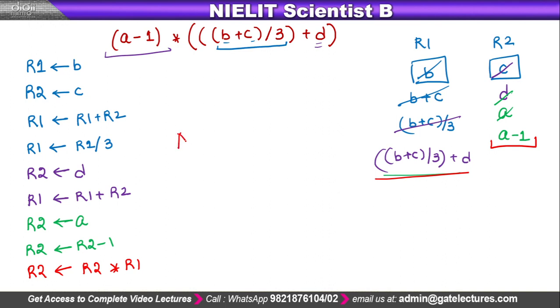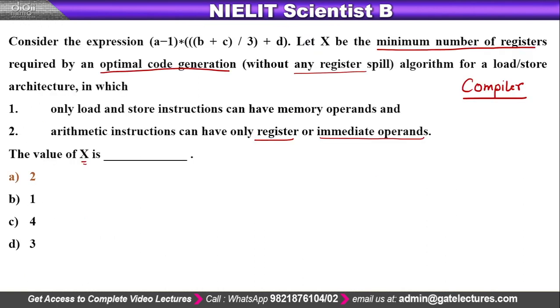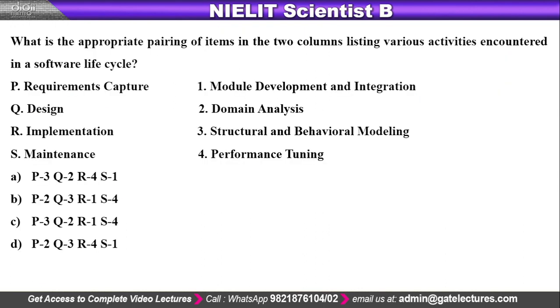So how many minimum registers were needed? Only two. Only two registers are required for this entire operation, R1 and R2. So with the help of two registers only, you will be able to solve this entire expression. So the correct answer is x, the value of x is 2. Easy, nothing in it. Okay, next question.